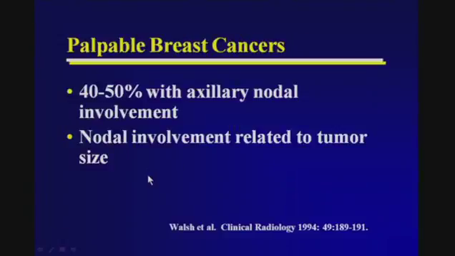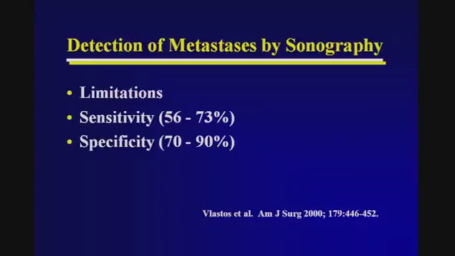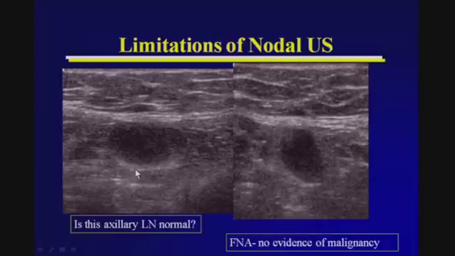So when we think about palpable breast cancers, about half of them have axillary lymph node involvement. Nodal involvement in general is related to tumor size. There are some limitations. We know that the sensitivity is not as good as we'd like, and there are still some limitations on specificity. Here's an example just showing in a visual way a limitation.